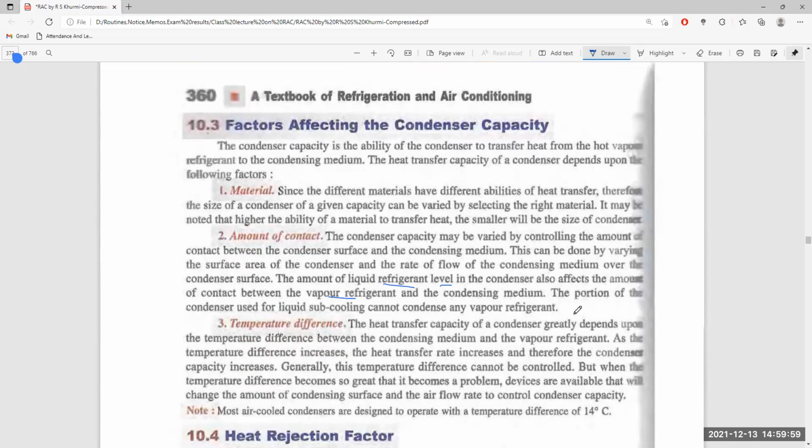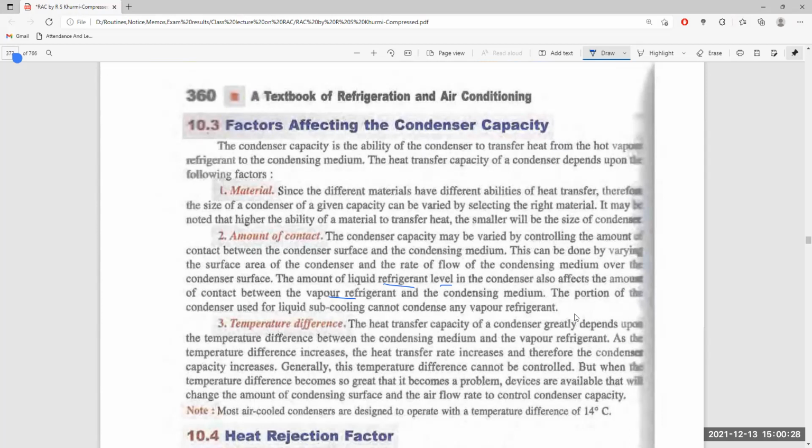The heat transfer capacity of the condenser greatly depends upon the temperature difference between the condensing medium and the vapor refrigerant. So what is the condensing medium and what is its temperature? Maybe air, maybe room temperature air, or it is cooled even cooler than that, all of which is important. And the difference between the temperature of this cooling medium and the vapor refrigerant is always important.